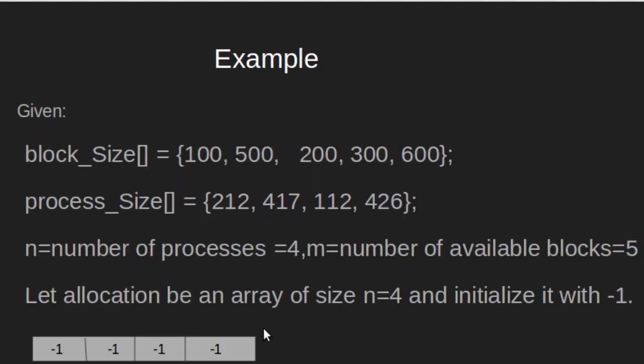Now, let's look at an example. Given block sizes 100, 500, 200, 300, 600 and process sizes 212, 417, 112, 426. N is the number of processes, which is 4. M is the number of available blocks, which is 5. Let allocation be an array of size n equal 4 and initialize it with -1.